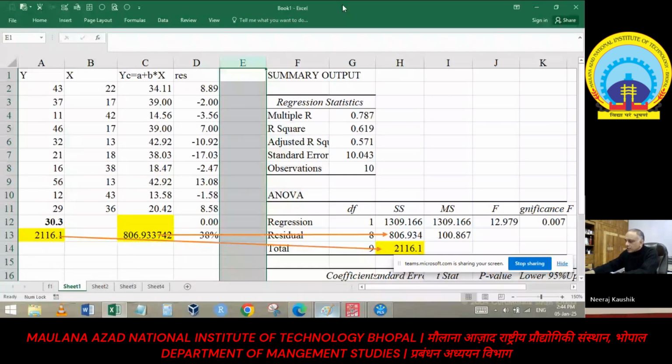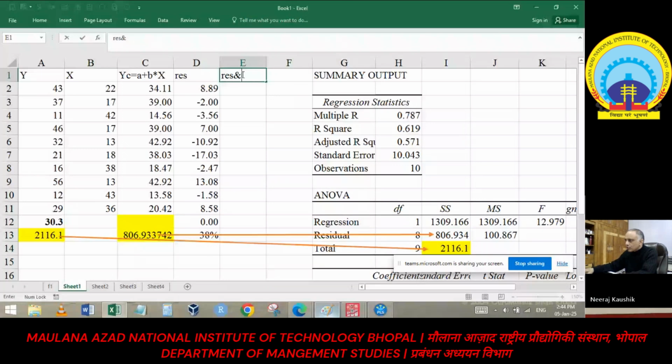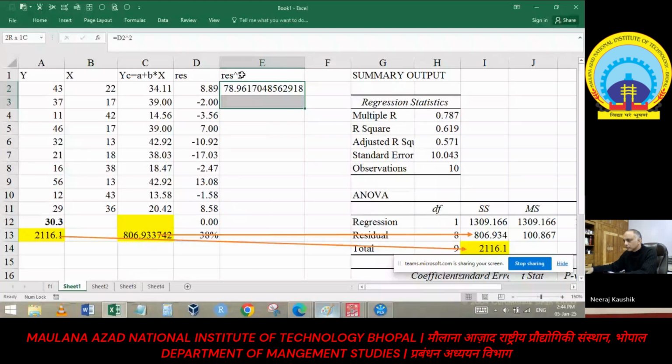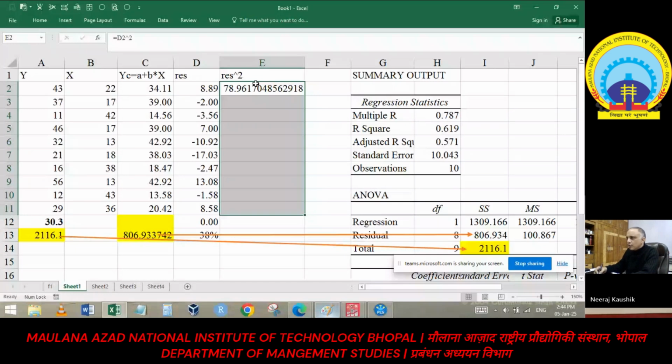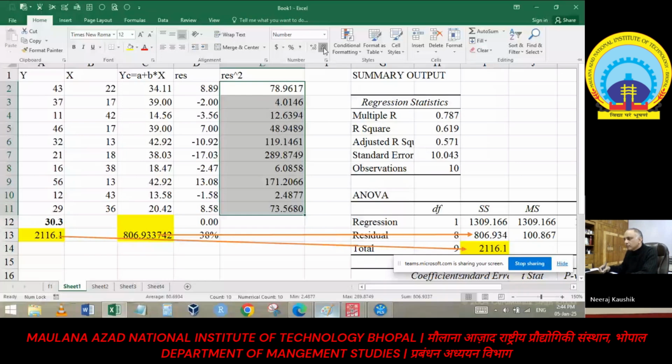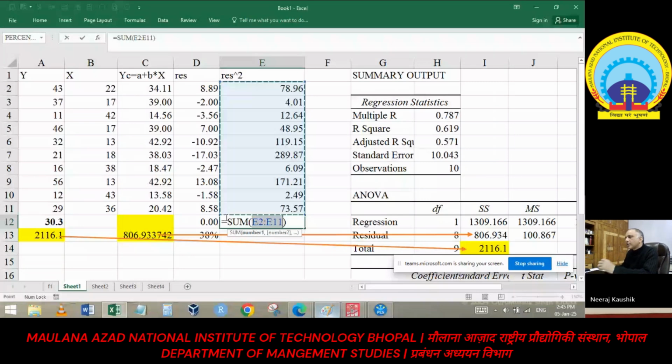So let me do RES square, residual square, is equal to this value. And what is their total? Their total comes to 806. No, this is not residual. Basically, let me check what's wrong, what's mistaken. And get the total. Total is 806 residual. Yeah, residual will be 806.